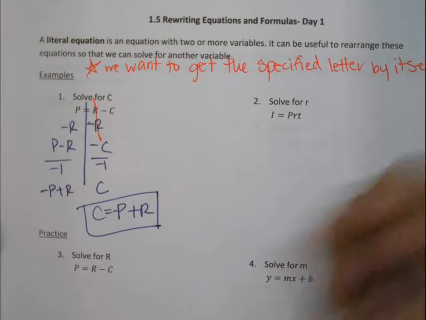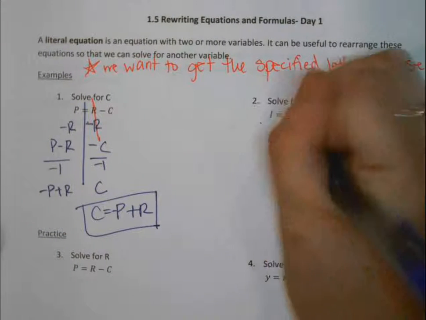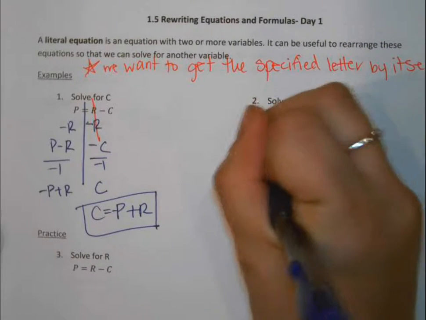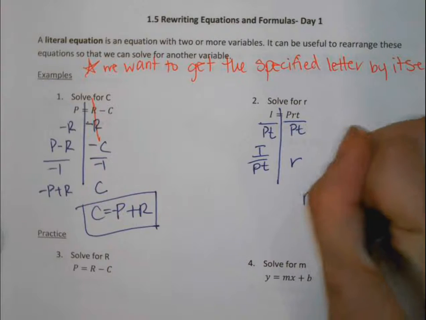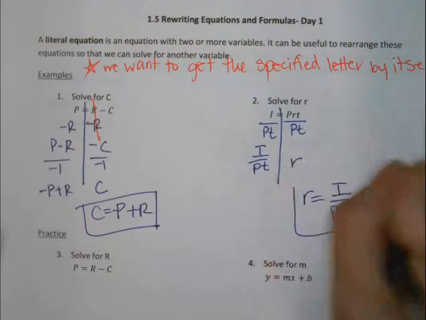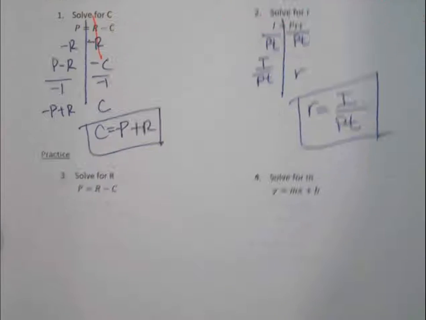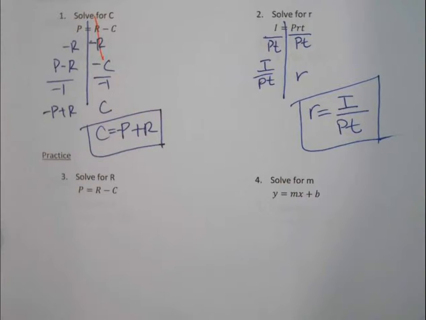Number 2 is solving for R. Because all 3 letters are written next to each other, this means they're being multiplied. So I am going to start off by dividing by P and T. So I have I divided by P and T on the left, and just R on the right. So rewriting this is R equals I divided by P times T. That's all I need to do. Solving these equations just means getting the letter by itself. It doesn't actually mean getting a number answer. Take a few minutes, solve the 2 on the bottom, pause it, and then when you're ready, play to continue on to the last set of notes for chapter 1.